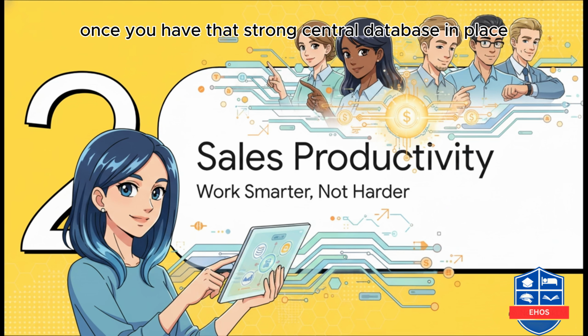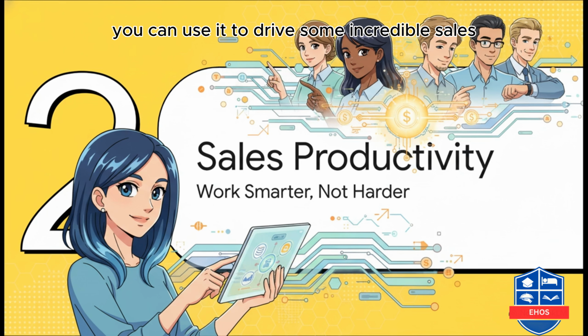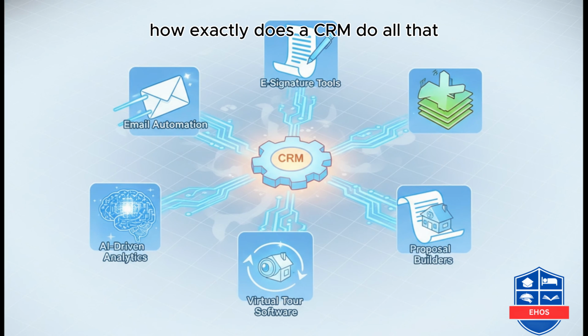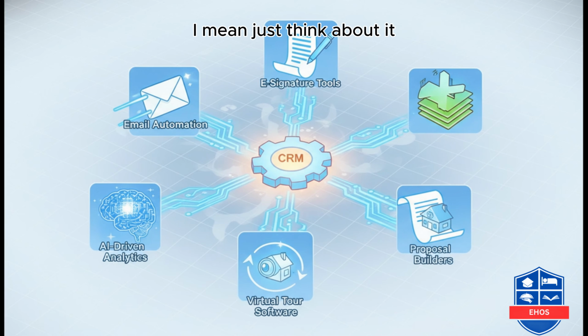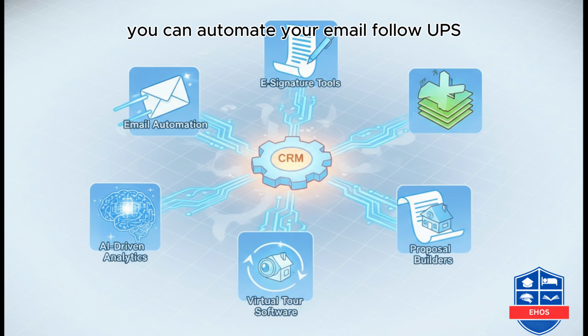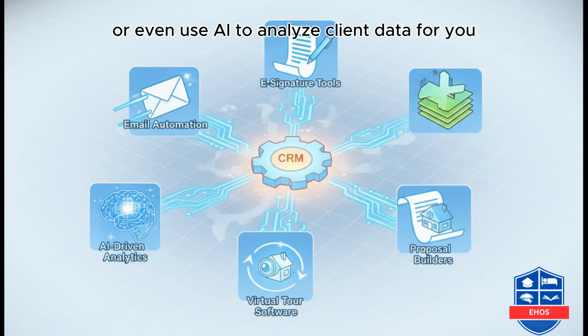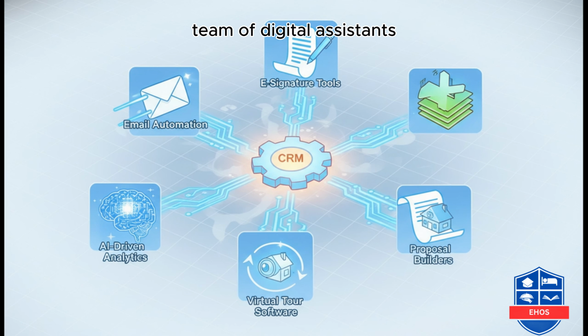Once you have that strong central database in place, you can use it to drive some incredible sales productivity. This is truly about working smarter, not harder. So you might be asking, how exactly does a CRM do all that? Well, it doesn't work alone. It connects with a whole suite of productivity tools. Just think about it. You can automate your email follow-ups, get proposals signed in an instant with e-signatures, or even use AI to analyze client data for you. These tools are like having a whole team of digital assistants working 24/7.